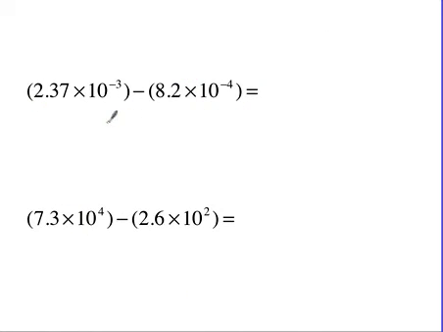The same rules hold when taking away, so let's convert both of the powers to the same thing. So I'm going to raise this right hand side to something times 10 to the minus 3. So I've had to raise that side by multiplying by 10, so to compensate I'll divide this side by 10 to get 0.82 times 10 to the minus 3.